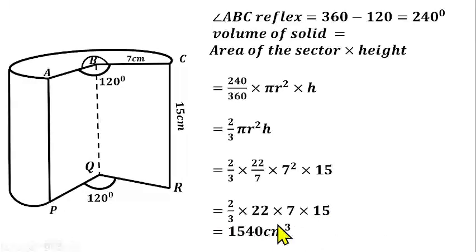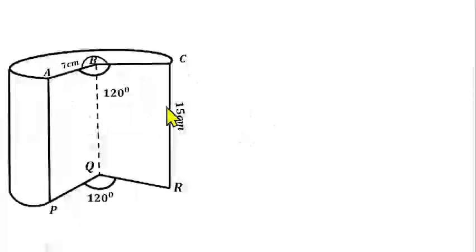If you simplify that further, we have 1540 centimeter cubed as the volume of this solid, which is 2/3 of a full cylinder. And what helps us to know that this is 2/3 of a full cylinder is the angle of this remaining sector, which is 240/360. So let's try to find the total surface area of the structure.